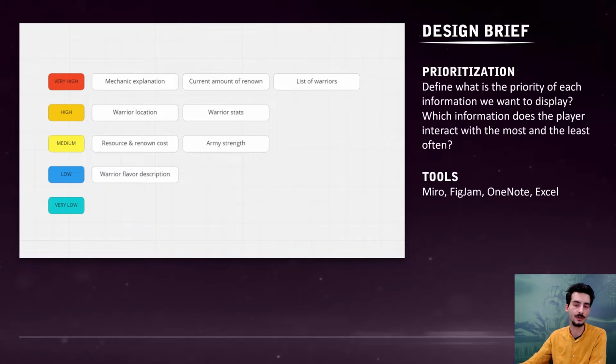Now, prioritization can be done in tools such as Miro, FigJam, OneNote, or Excel. Spreadsheets work very good for that. User stories as well, I forgot to mention. Any whiteboard or brainstorming tools such as Miro and FigJam are great in order to just put some sticky notes on it. And you don't even have to do it on a software. You can just use sticky notes and put them on a wall. It's perfectly fine and does the job.